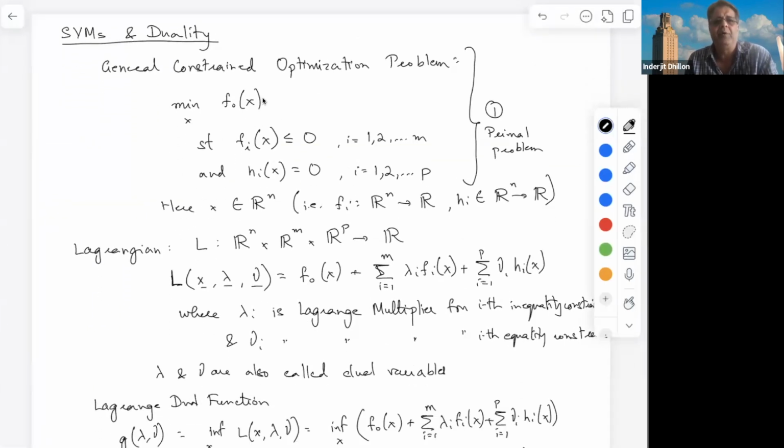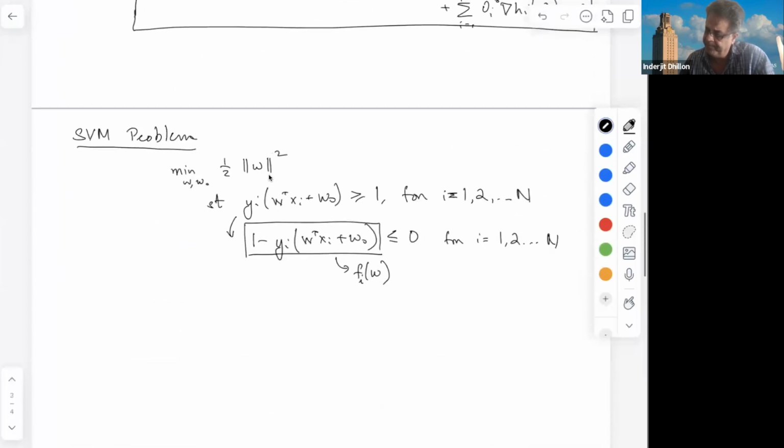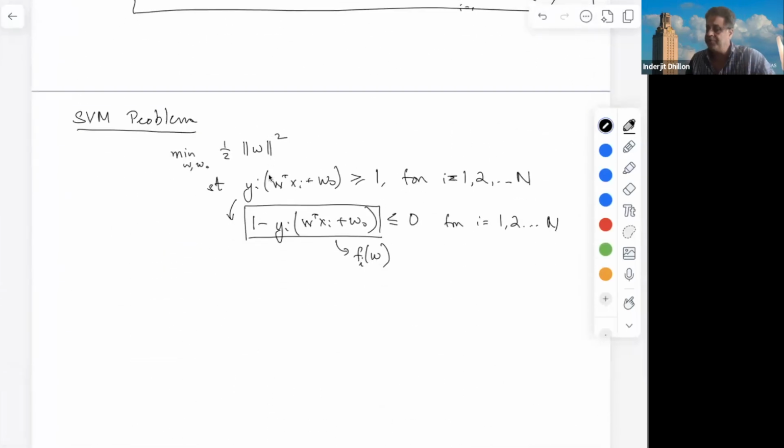Our variable that we are optimizing is w. So I have half of the norm of w squared as f naught, and I have the f i's, and currently we don't have any equality constraints. Okay, so let's now churn the machinery that we've learned. Let's form the Lagrangian.